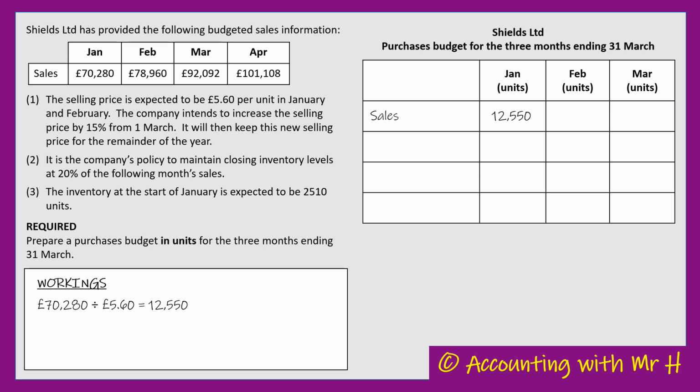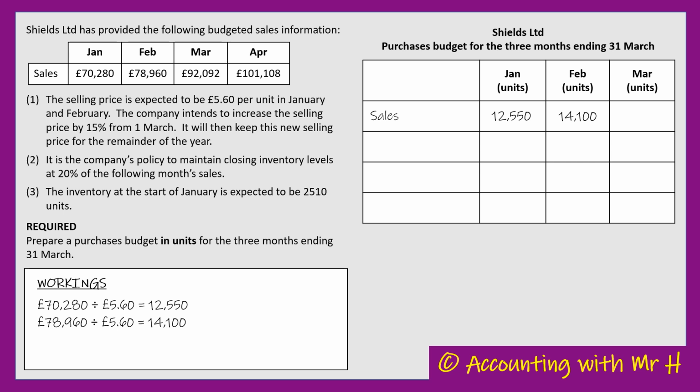I can do the same for February. So this time the revenue budgeted for February, £78,960. The price, it says, is still going to be £5.60 in February. So that means the budgeted sales in units for February, 14,100.